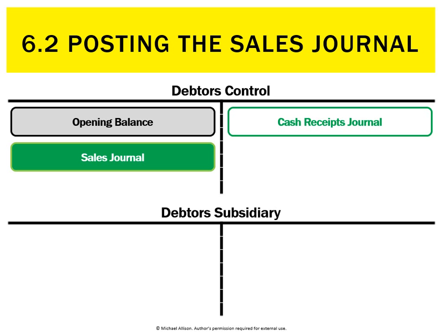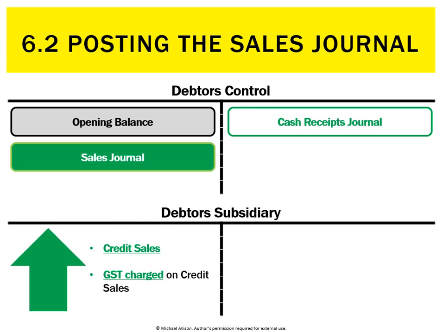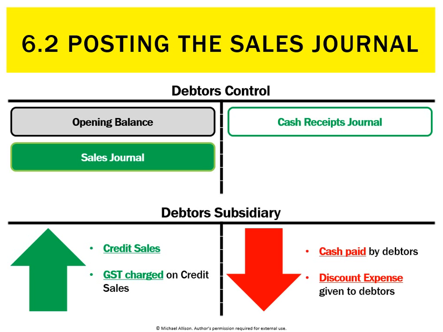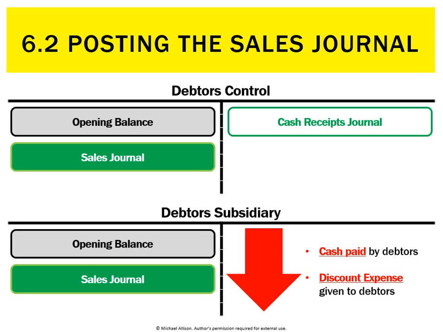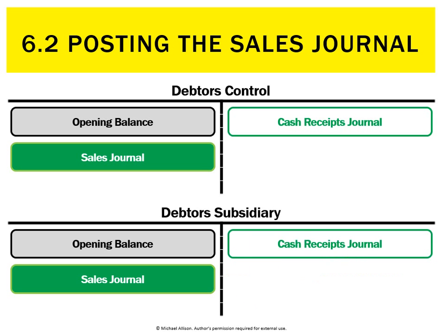Well, the debtor subsidiary account, it's just a subset of debtors control, so it's going to have the same rules. Anything that's going to be a debit and make it go up will be a credit sale and GST charged on credit sales, and anything that will make it go down will be cash paid by debtors and discount expense given to debtors. So similarly, the opening balance would always go on a subsidiary ledger on the debit side. The information from the sales journal would be a debit, and the cash receipts journal data would always be a credit.